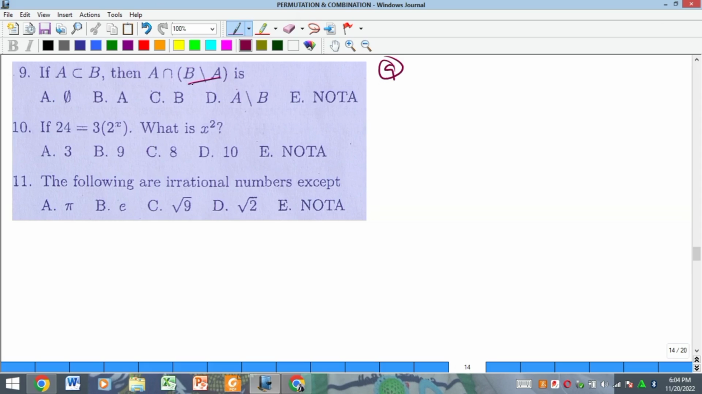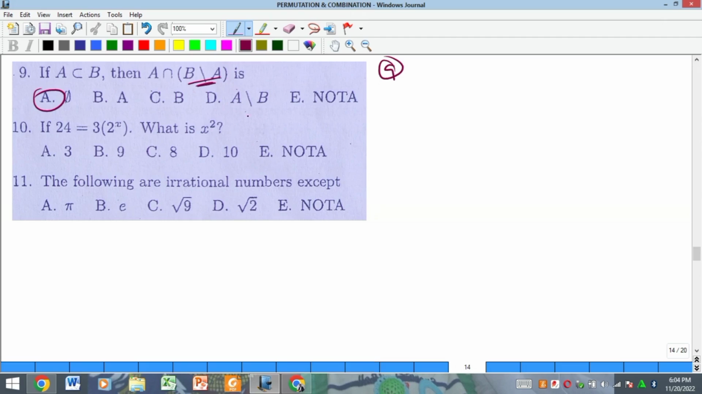So when you take the intersection of A and something that does not contain A at all, the intersection is definitely going to be the empty set because they don't have anything in common, because all elements here are only found in B, they are not found in A.